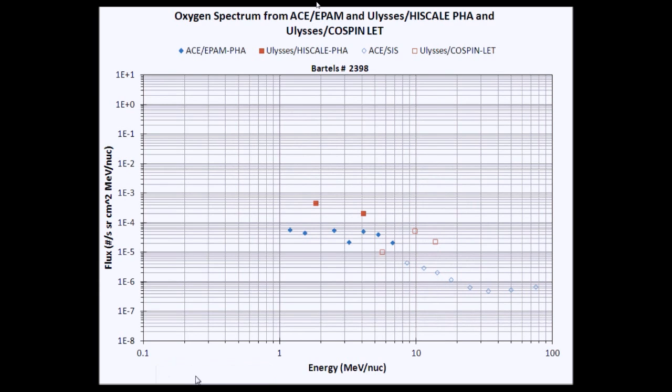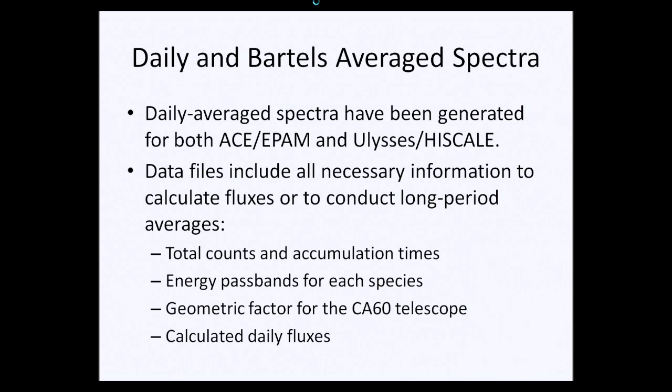Using the previously described method of analyzing the PHA data from EPAM and HISCALE, we have generated two data sets, one of daily average spectra and one of spectra averaged over 27-day Bartels rotations. The data files for both sets are formatted in the same manner and include nomenclature definitions for the channel names, the geometric factor for the CA60 telescope, total counts in each channel, total accumulation times, energy passband boundaries, and the computed fluxes.